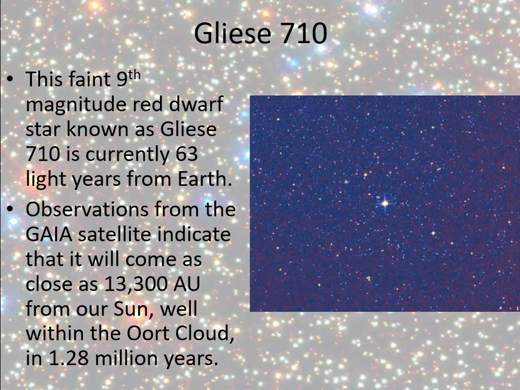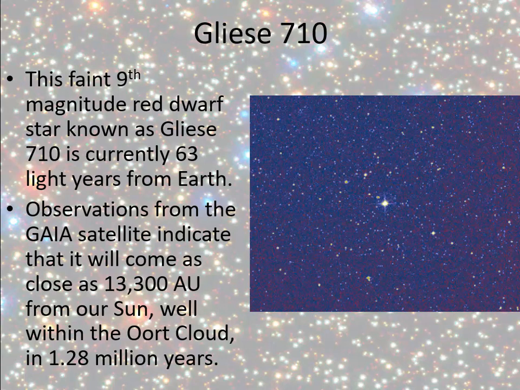It's currently 63 light years from us, but observations from the Gaia spacecraft indicate that in about 1.28 million years, it will only be 13,000 astronomical units away. Now, 1 light year is 63,000 astronomical units, and the closest star to our sun right now is Proxima Centauri, which is 4.25 light years away. But here we're talking about something that is going to be a little bit over 1/4 of a light year away from us. Sorry, actually a little bit less than 1/4 of a light year, a little bit over 1/5 of a light year away from us when it has its closest approach.